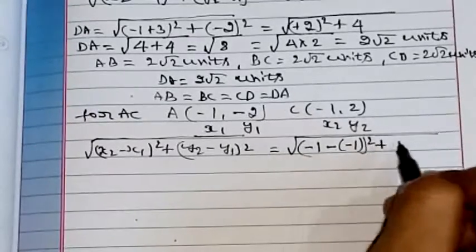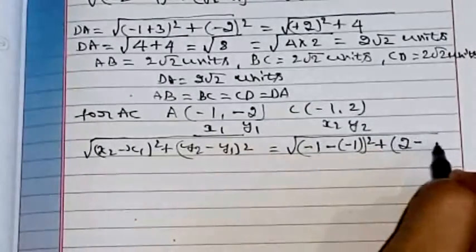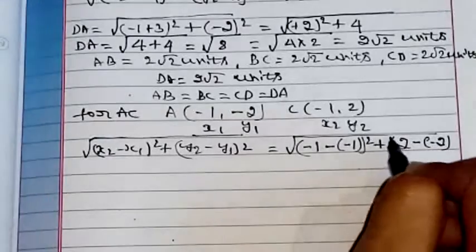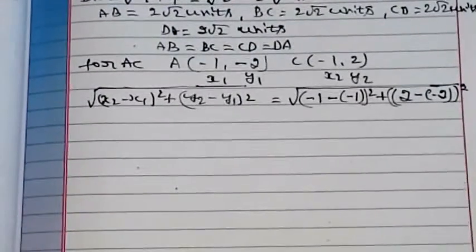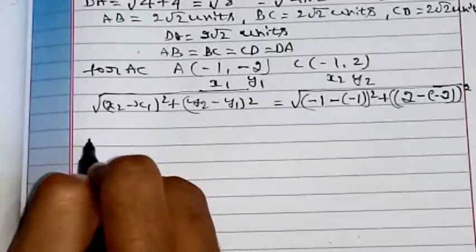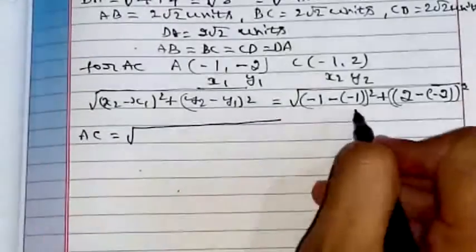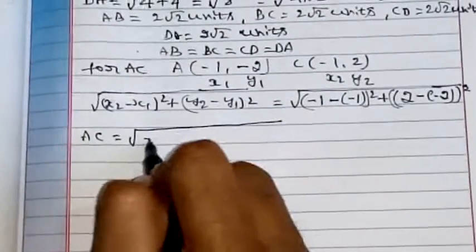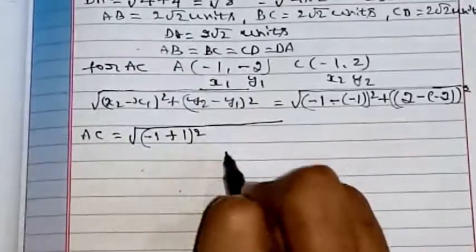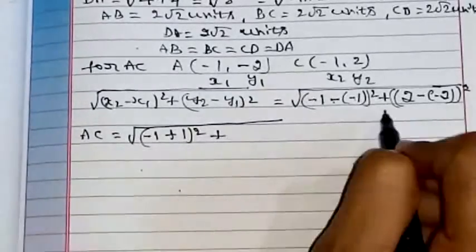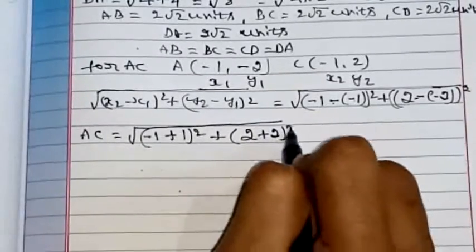Right? Plus, what is y2? y2 is 2 minus, what is y1? y1 is minus 2. So minus of minus 2 whole square. Right, children? Now simplify this, since you are finding the distance between A to C. So AC is equal to square root of. Now open the bracket. First keep the minus 1 as it is. Minus into minus is plus 1 whole square, plus, keep the 2 as it is, minus into minus is plus 2, whole square, right?